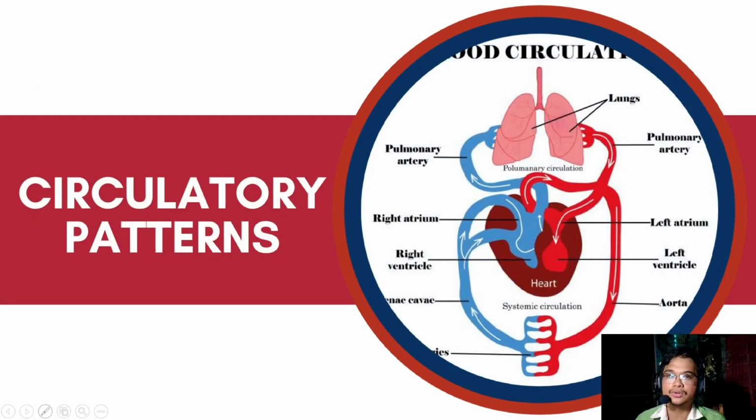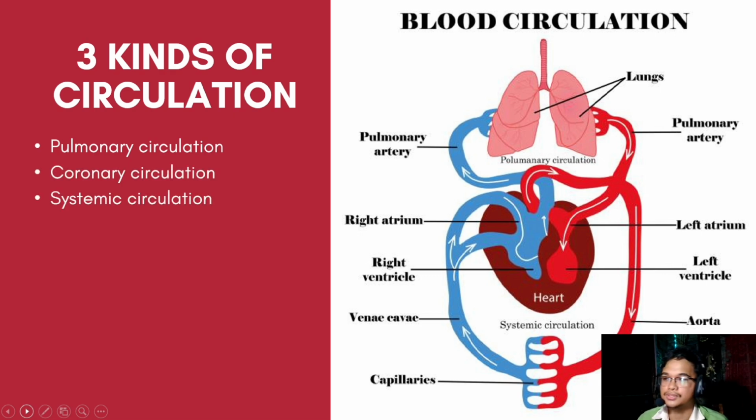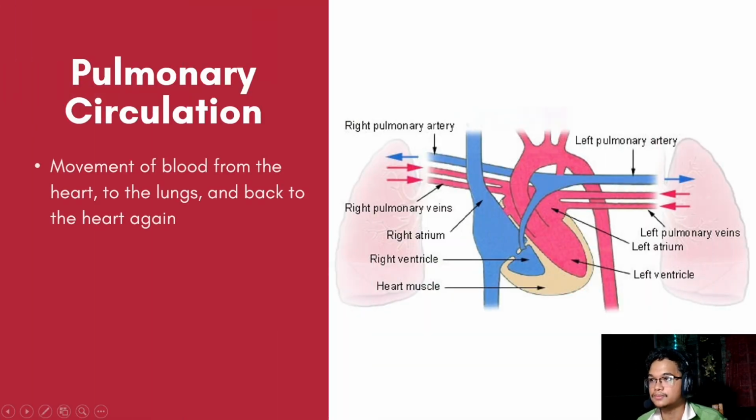Okay, so now we'll go into the circulatory patterns. There are three kinds of circulation throughout the body. First you have pulmonary circulation, coronary circulation, and then systemic circulation. We'll go into each one of them, starting with the pulmonary circulation. It's the movement of blood from the heart to the lungs and back to the heart again. As you can see here in this diagram, the deoxygenated blood is transferred to the lungs, and once the blood is oxygenated, it's transferred back. That movement is called pulmonary circulation.